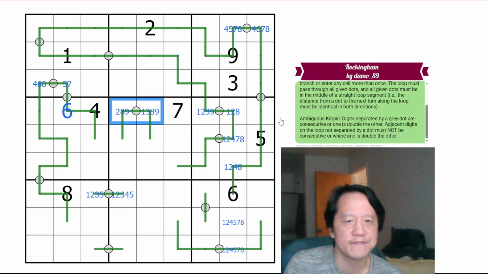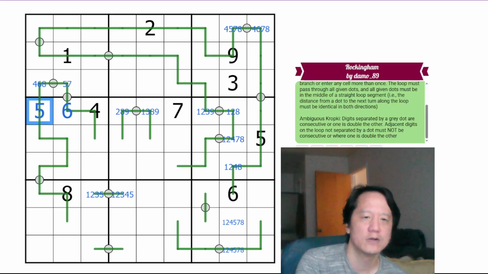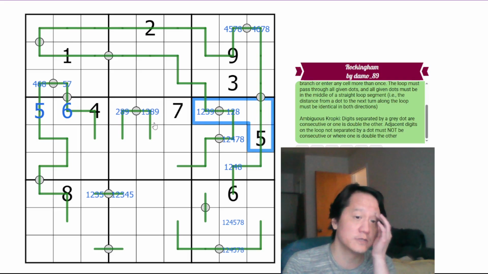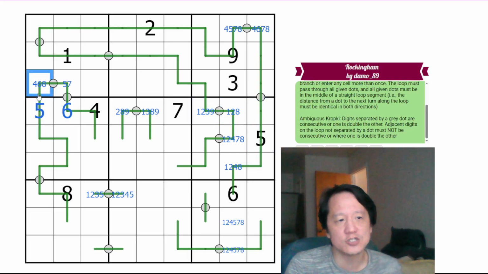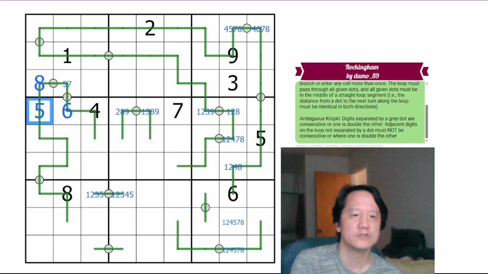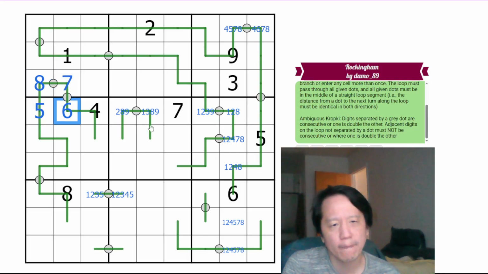We need a 5 somewhere in this row. Cannot be here. So 5 would have to be here. Can't be on these Kropke dots because 5 is only consecutive with 4 and 6, and can't be here because of 5 in the box. So this is 5. These digits cannot be consecutive with it, so it has to be 8. So this is 8, which is only consecutive with 7 here. So this is 5, that's 6.